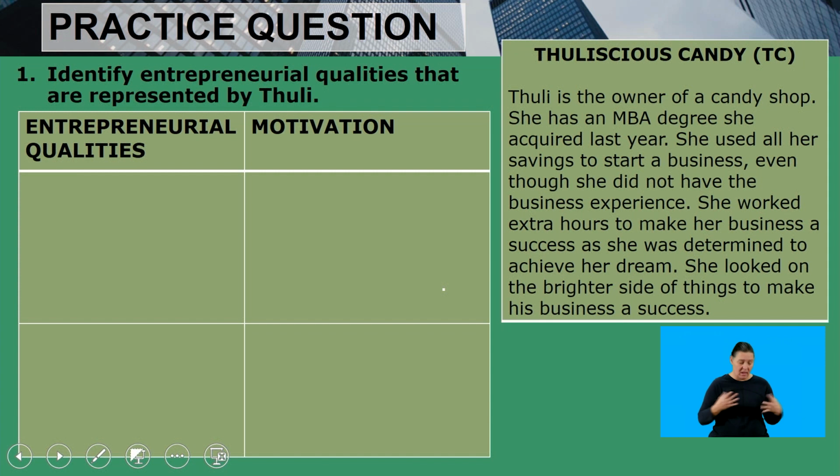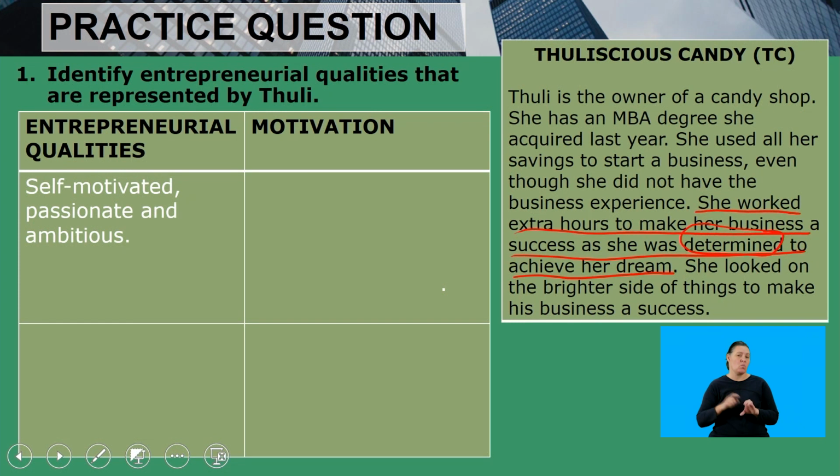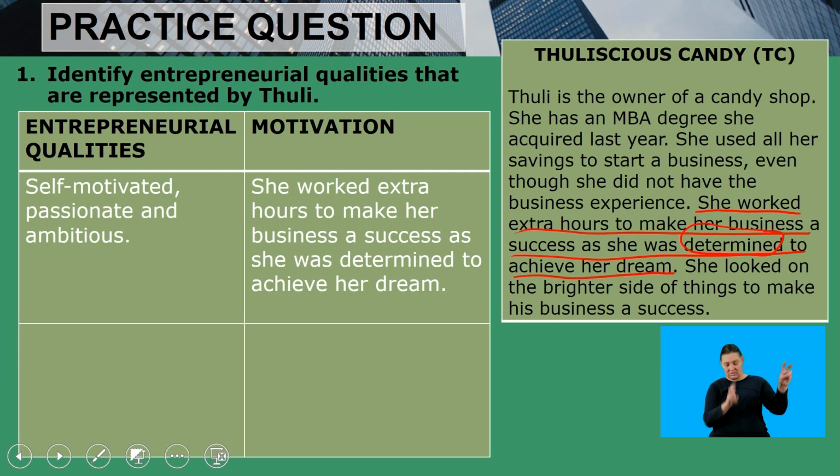Okay, now let's continue identifying other entrepreneurial qualities. We continue with our scenario, and one thing that I need to also remind you, learners, is that you need to make sure that you highlight the sentence from the beginning up until the end so that you cannot forfeit marks. Going back to the scenario, she worked extra hours to make her business a success as she was determined to achieve her dream. So this determination, the word determined, simply shows us that Tuli was self-motivated. So our entrepreneurial quality that we identified there is self-motivated, passionate, and ambitious. So you would quote the sentence as it is from the scenario and write it as a motivation.